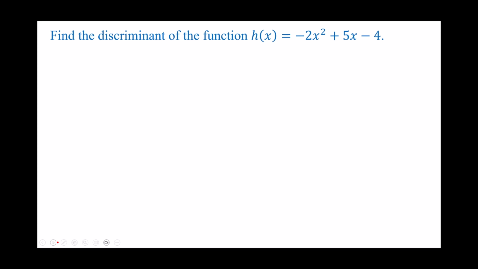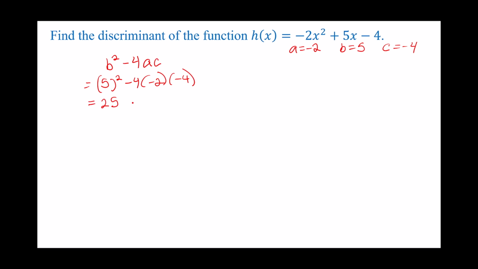Let's find the discriminant of h of x equals negative 2x squared plus 5x minus 4. And this one, a is negative 2, b is 5, and c is negative 4. So the discriminant b squared minus 4ac will be equal to 5 squared minus 4 times negative 2 times negative 4, which gives us 25, minus, we have three negatives, so minus 4 times 2 times 4. 4 times 2 is 8, times 4 is 32, and 25 minus 32 is negative 7.